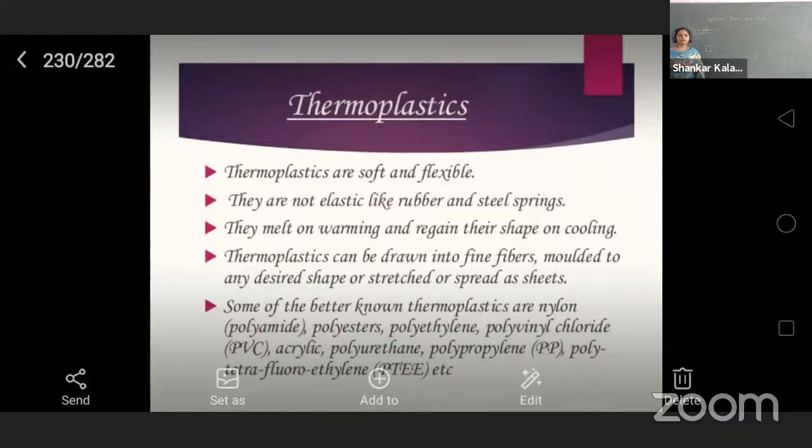Some of the better known thermoplastics are nylon and polyesters. So thermoplastic is a product of nylon, polyester, polyethylene, polyvinyl. These are some synthetic fibers. So thermoplastic is a product of these synthetic fibers, for example nylon, polyesters.